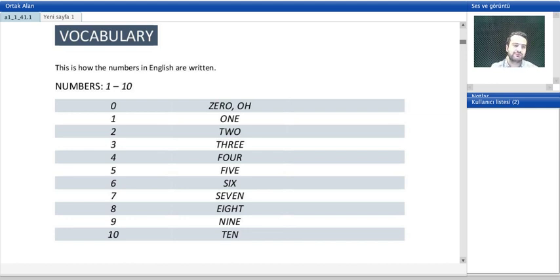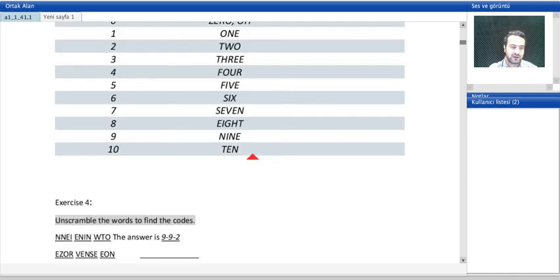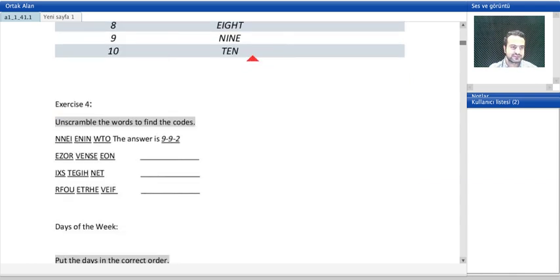So for the first one, we have 0 or O. We have 1, we have 2, 3, 4, 5, 6, 7, 8, 9, and 10. So this is how you write them. And it is very important to know the spelling of the numbers in English. Let's move on to exercise 4.